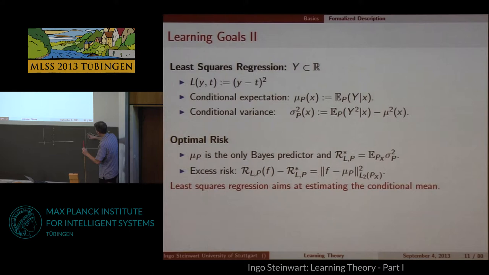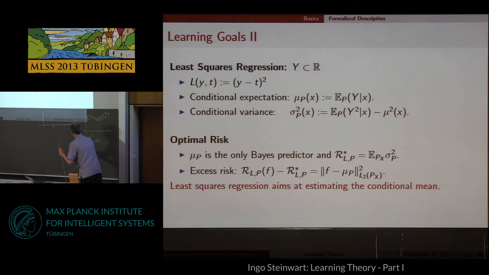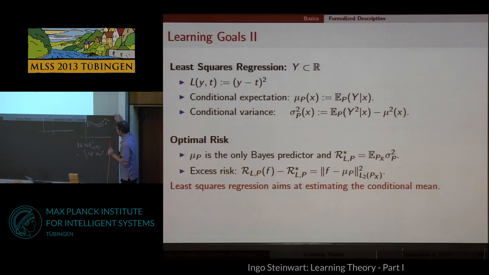And now we square all these differences and then integrate. So the L2 norm squared with respect to P_X is nothing else than the integral of (f minus mu_P) squared dP_X. This is exactly what this picture is about.